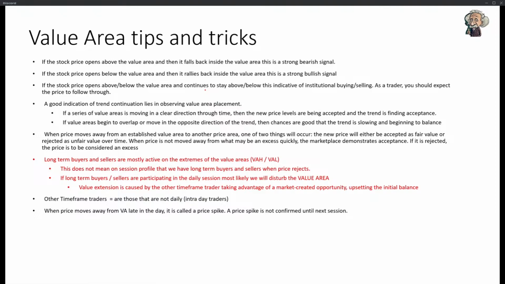If the price breaks the value area high or low, that usually is a decent sign that there were some other time frame participants there, because they're usually the only ones that can break these levels, right? With the amount of volume and effort. We're looking for that to continue, right?